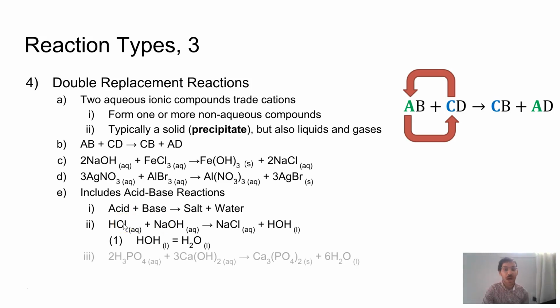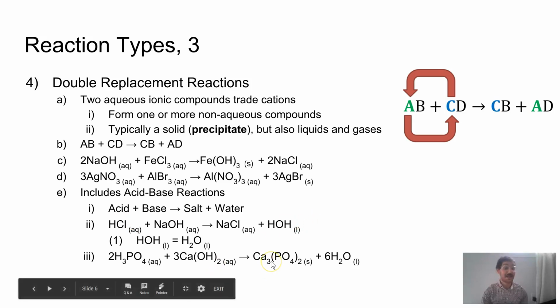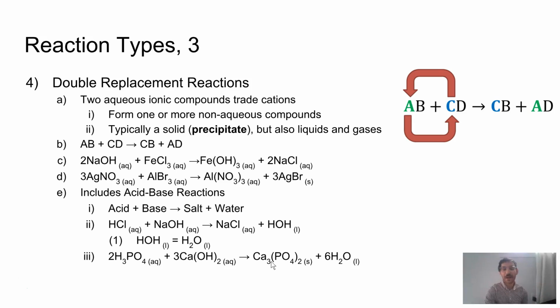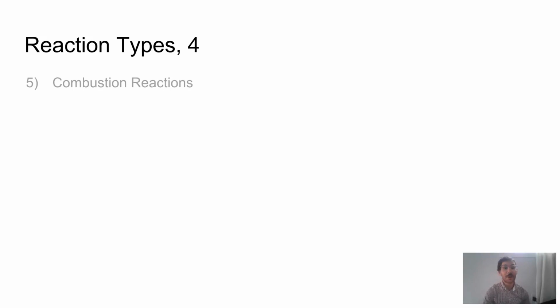For a real example, if you took some phosphoric acid and you mix that with some calcium hydroxide, you would make calcium phosphate, which would be a solid actually, and some water. And we'll learn how to figure out if ionic compounds are going to be solid or not in a later video. Cool, we'll move on with our reaction types.